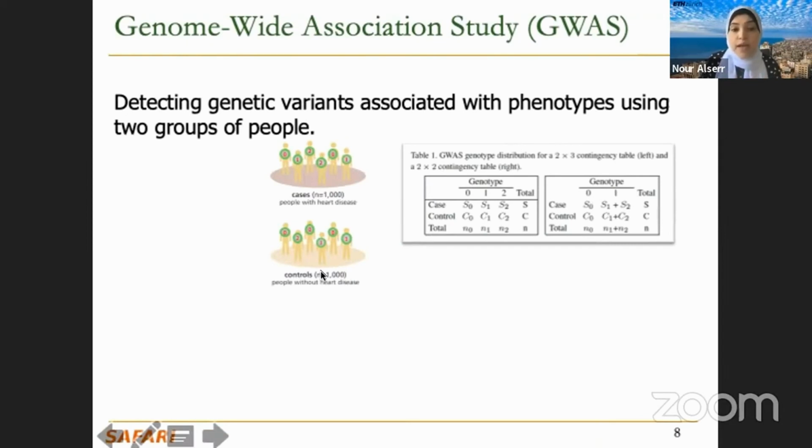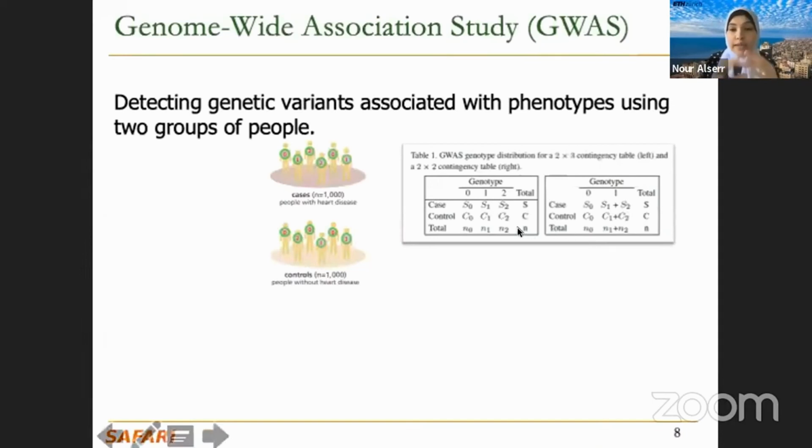Now, what we have from these studies are tables in which, for each case and for each control group, we find how many of them have the value 0 at that SNP, how many have the value 1, and how many have the value 2.